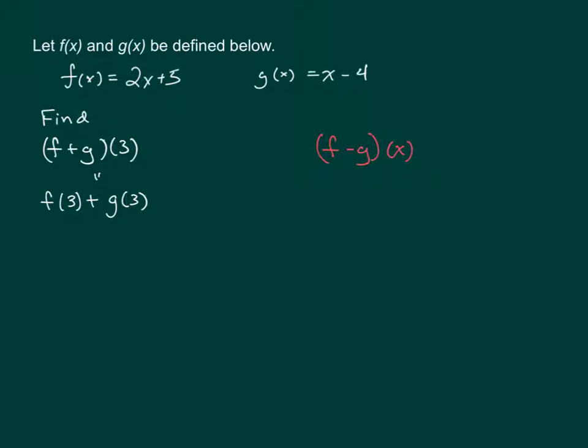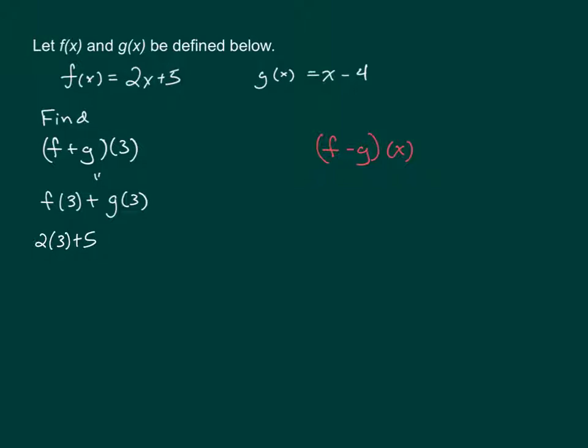So we're adding 2 functions together here, and we want to evaluate that at 3, which is the same thing as saying find each function individually evaluated at 3. So here, f of 3, if we come up here and substitute 3 in for this x, ends up being 2 times 3 plus 5.